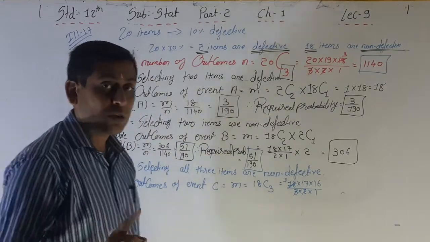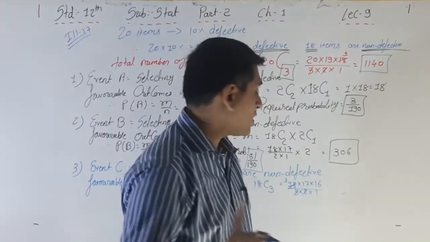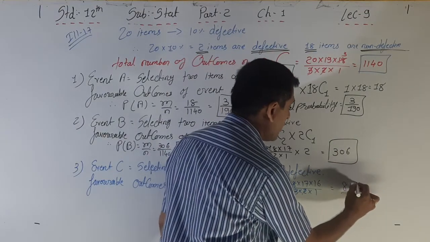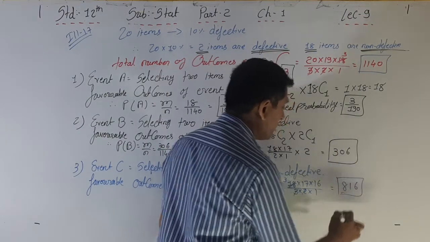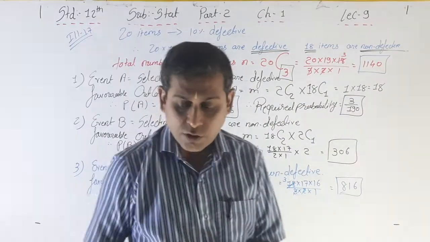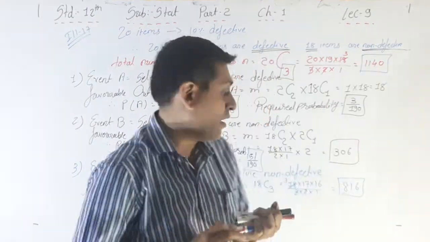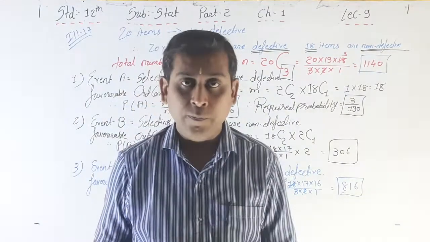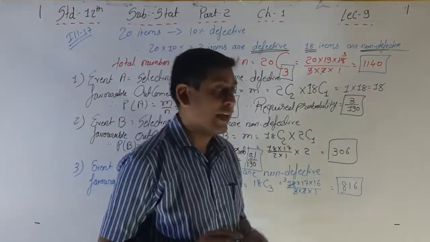So 17 into 16 into 3. What is your final answer? See, your final answer is 816. Multiply 17 into 16 into 3, and your answer is 816.